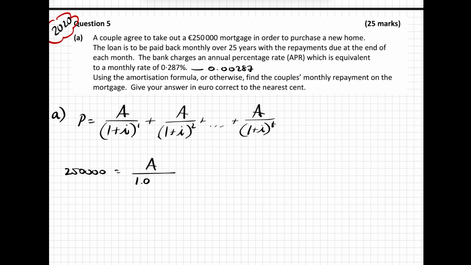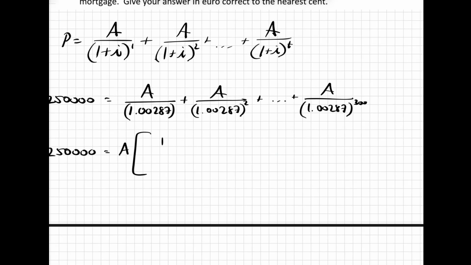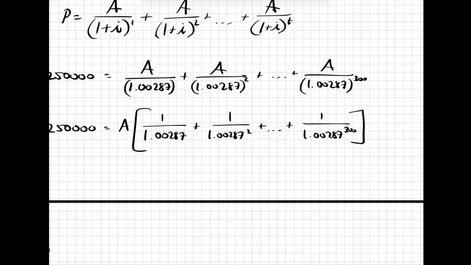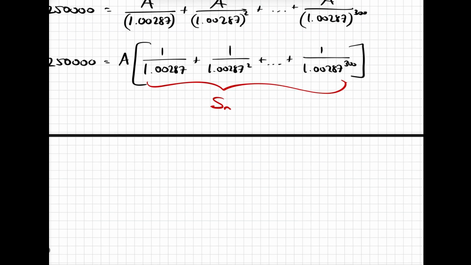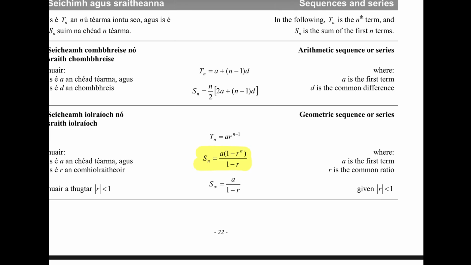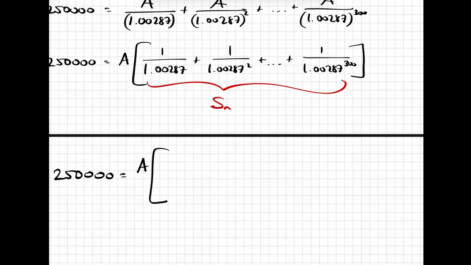So this is 1.00287. And the amount of months looks like it was 25 years again, so it's 300. See that that's the sum of a geometric sequence, the Sn formula. Where am I getting that again? Bing, this guy here. And let's apply it. So what's my a? Let's identify these out. So a is this, r is the same, and my t is 300.